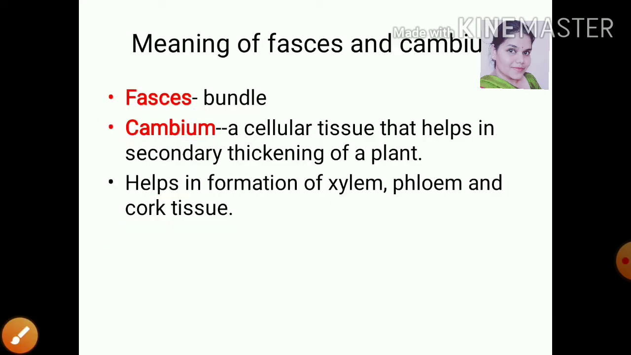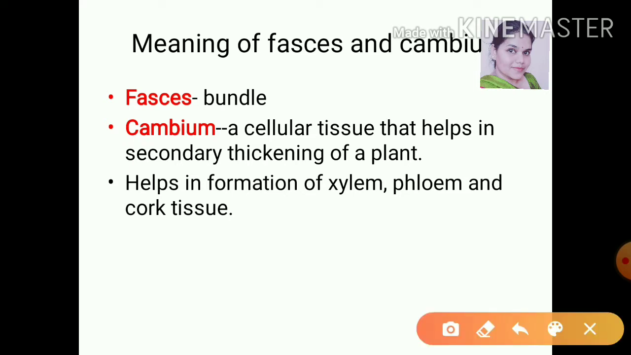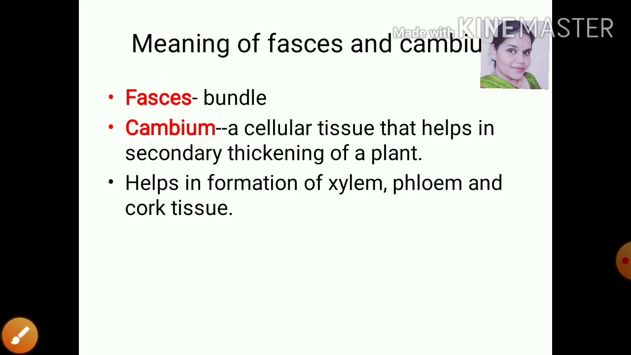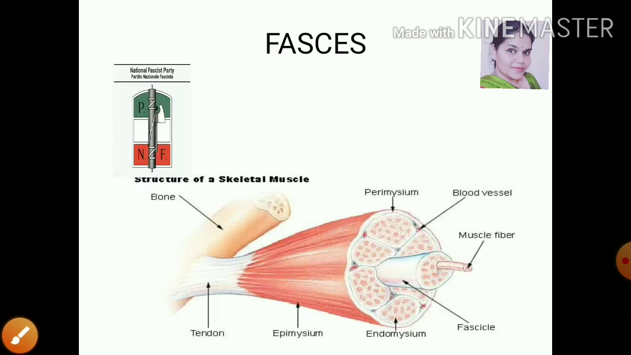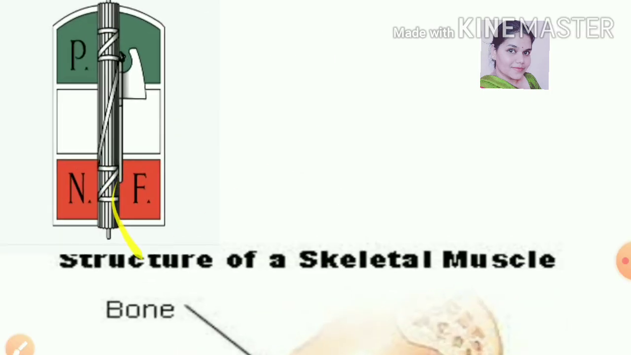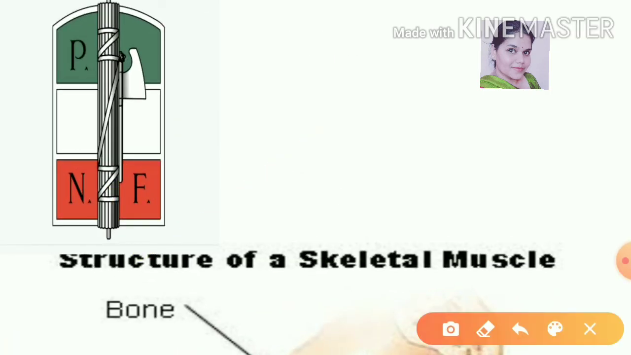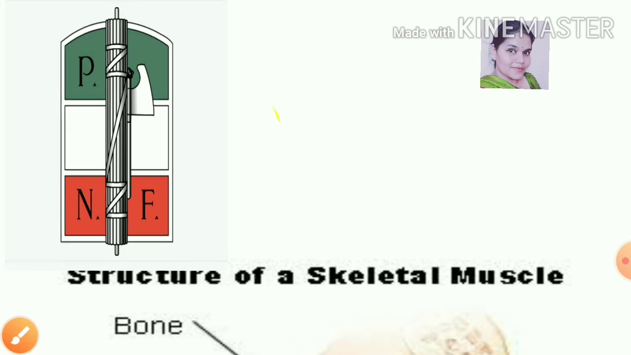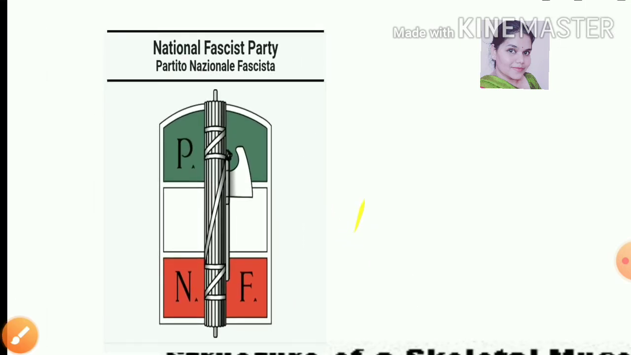Now let us first understand the meaning of the word fascis. The meaning of the word fascis is bundle. You might have studied about the Nazi government, an autocratic government in Germany. It was in your syllabus in 10th class. On similar lines, there was an autocratic government in Italy. That government had this symbol.